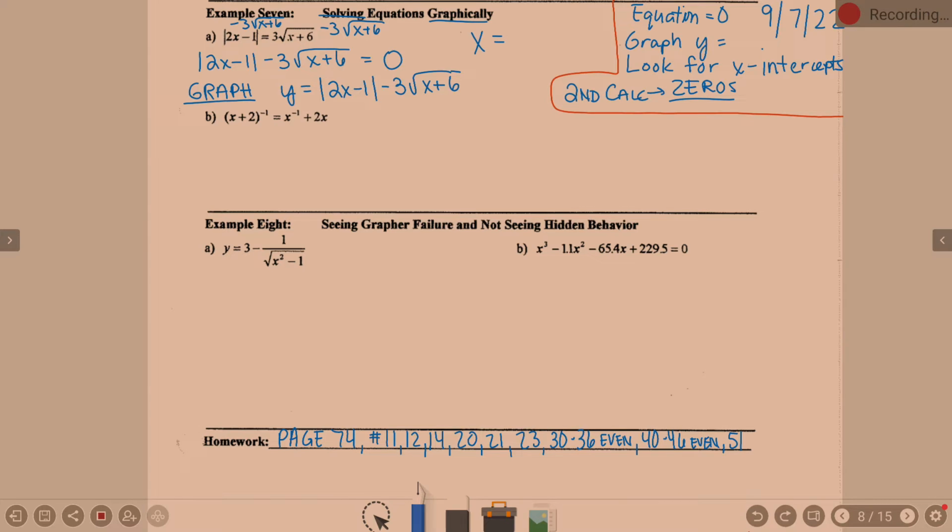Okay. Are you finding it? Yes. Do you remember how to use this? Use the zero function. So I'm going to go second calc. I'm going to go to number 2, which is zeros. Now, I don't care which zero you find first. But if I try and find my left zero first, so if I try and find the one that's negative 2 something.